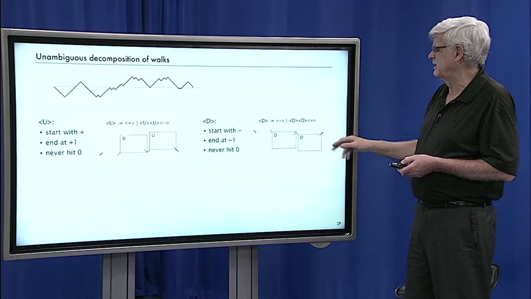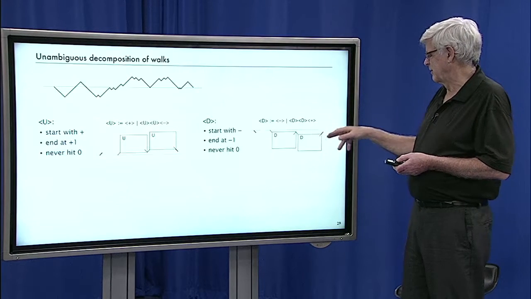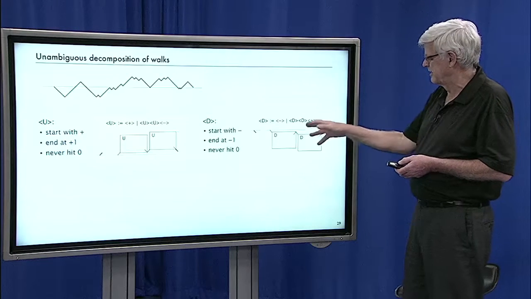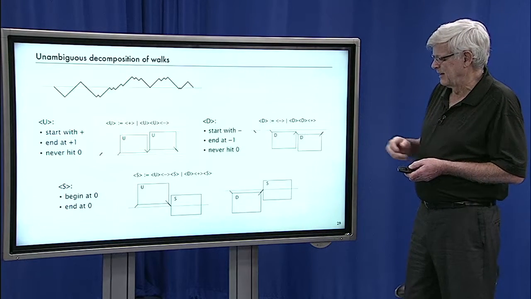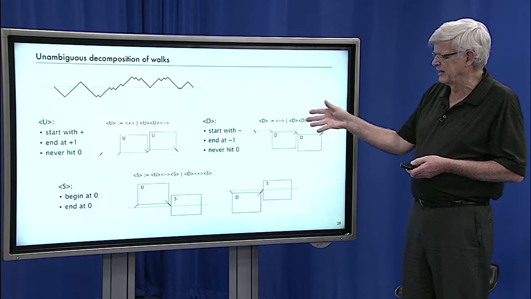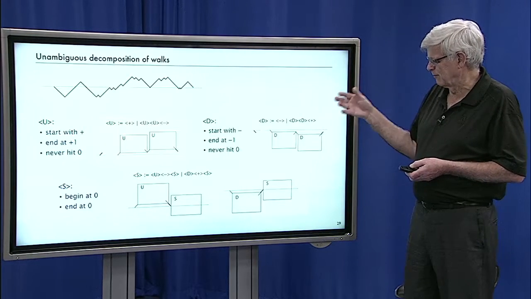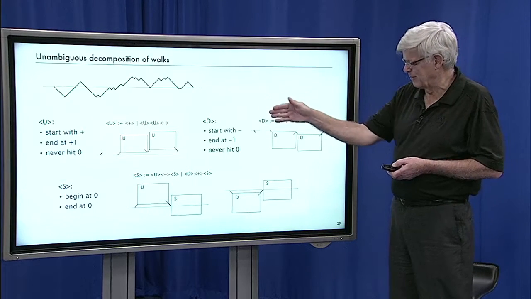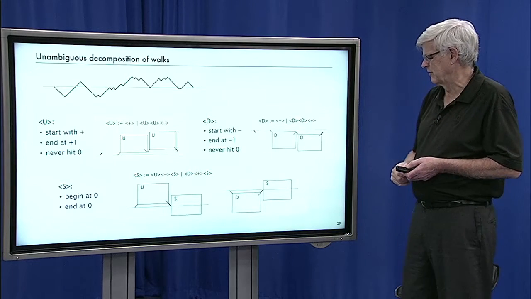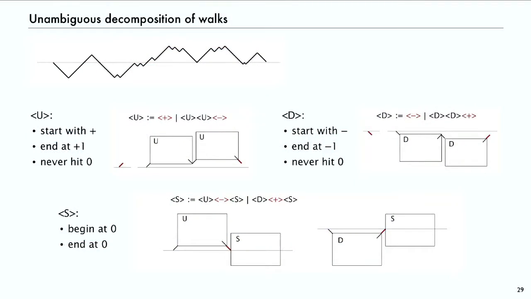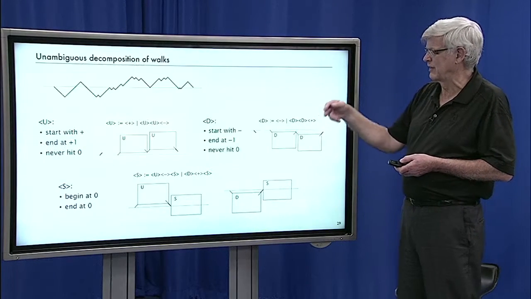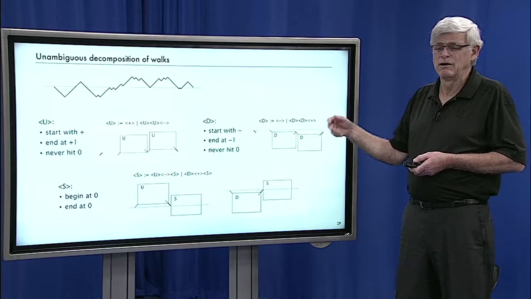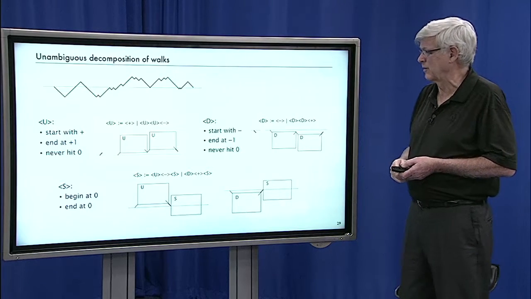And similarly, you can have a D that starts with minus, ends at -1, never hits 0. And you get a D by putting two Ds together. And then what those are good for is that they give a way to define a random walk that begins at 0 and ends at 0. So either it's a U that takes another minus to get to 0, and then you have one that begins at 0 and ends at 0, or the first step is down and you have a D, and then you go up and then have another S. So this is a context-free grammar, just using these three constructions. That's an unambiguous decomposition of a random walk that starts at the origin and ends at the origin.